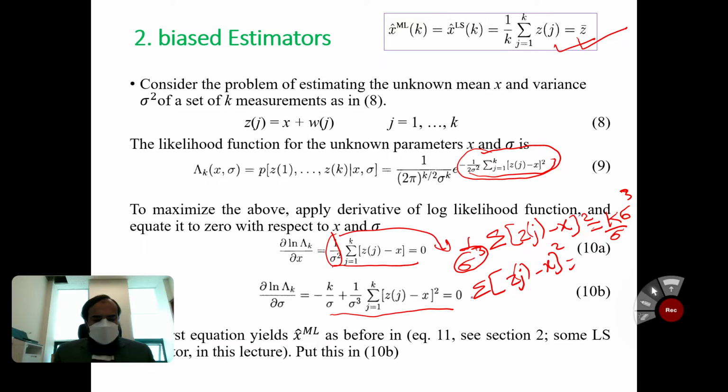The remainder, like the k, will become here again, and the remaining part is sigma square. Now this sigma square is nothing but your mean variance, the variance of the maximum likelihood estimator. So we have to apply the derivative of the logarithm equation and solve the equation of the logarithm with respect to x and with respect to sigma.